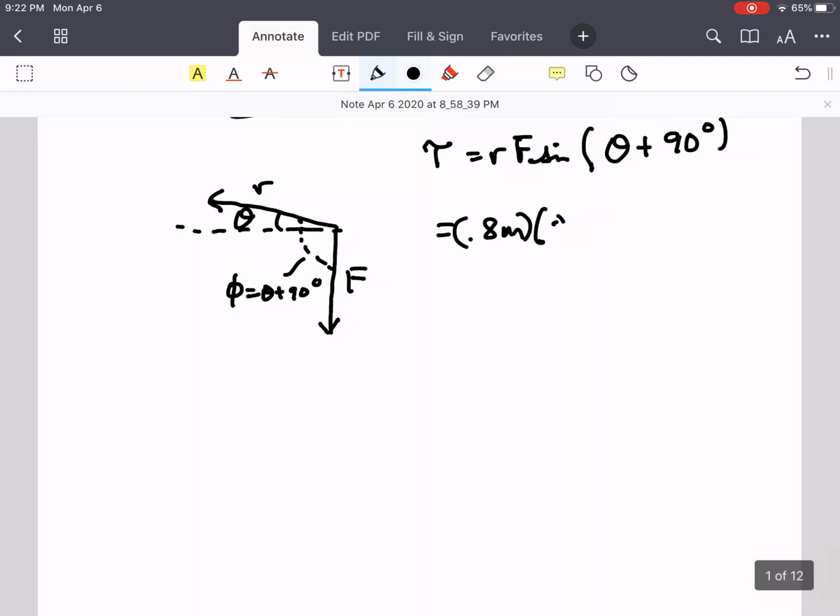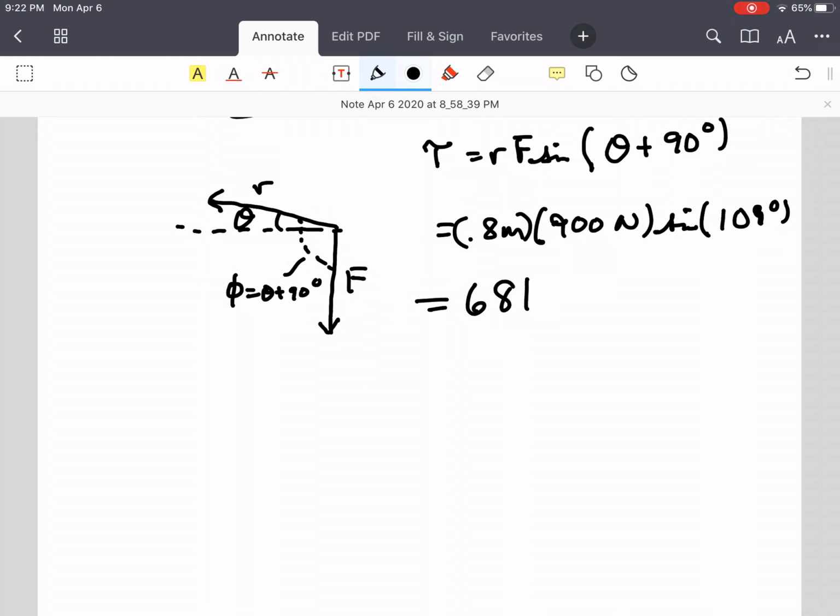900 newtons times the sine of 90 degrees plus 19 degrees, which is 109 degrees. And when you plug this in, this will give the right answer, which turns out to be 681 newton meters.